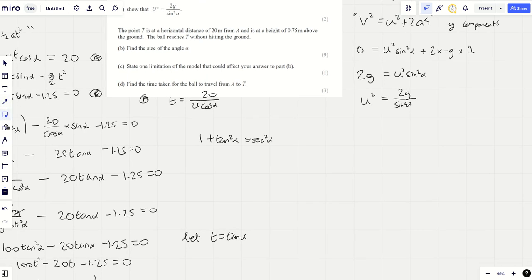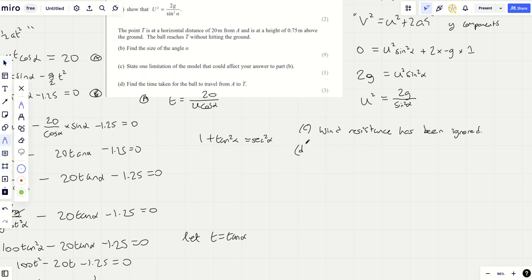Part C, state one limitation of the model. Okay, you could say wind resistance, because wind resistance has been ignored, so that's a limitation. Sometimes they say give one reason other than air resistance, to try and keep you on your toes. In which case, say something like the spin of the ball, or the fact that the ball's going to go left and right, not necessarily just up and down, if you see what I mean. But probably the spin of the ball is the best one to do there.